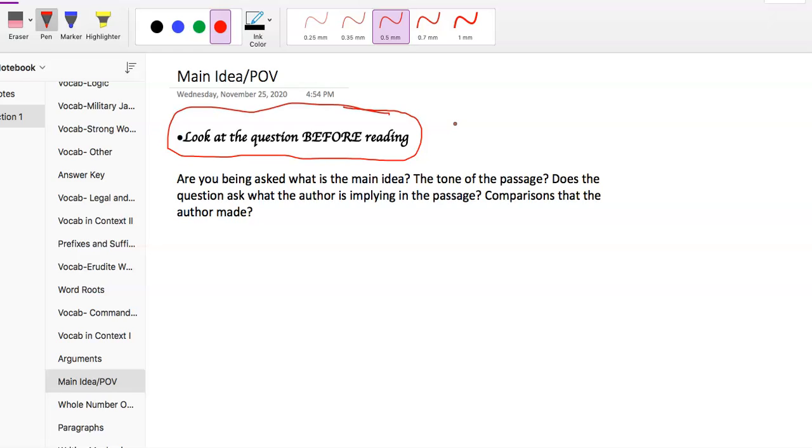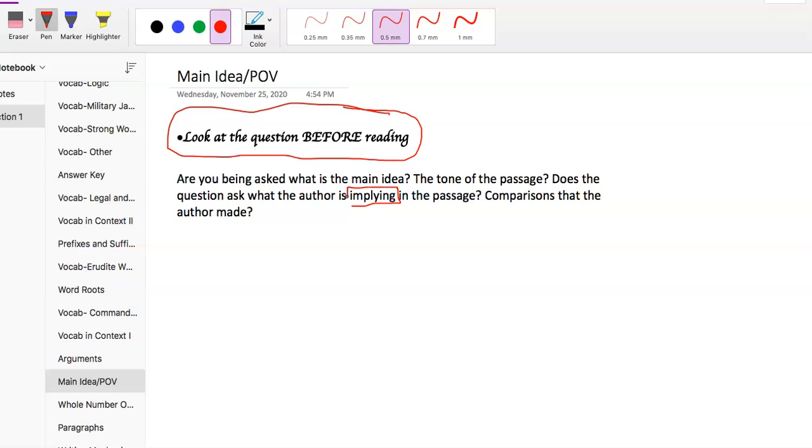So certainly you can be asked, what is the main idea that the author is trying to get across? You can be asked for the tone of the passage, and that's something you can easily be looking for. Is it concerned, angry, happy, things like that. What is the author implying? Okay, so that's one that shows up.